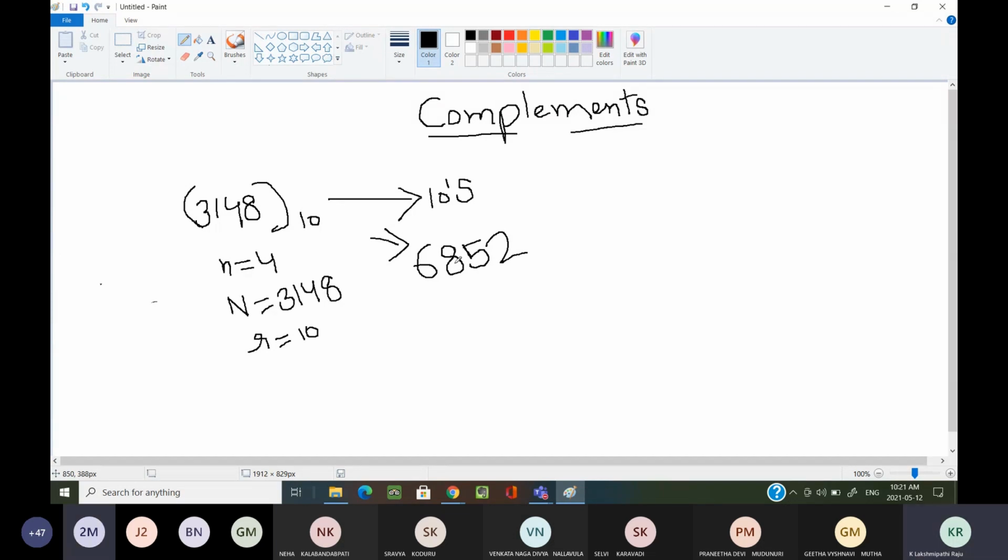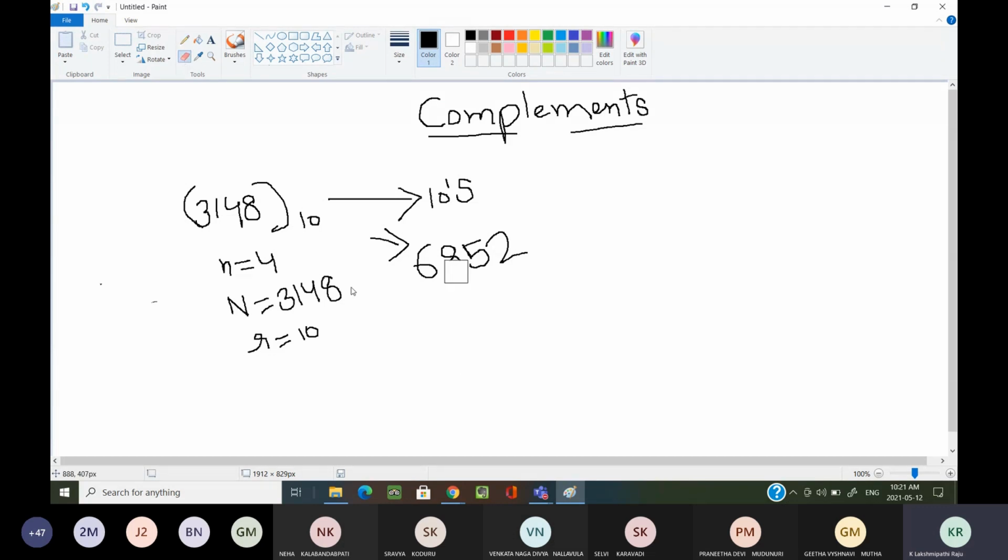Sir, why are we calculating that? You can understand that later. While solving the arithmetic operations, addition and subtraction, you will get a clear understanding of why we are calculating these complements.